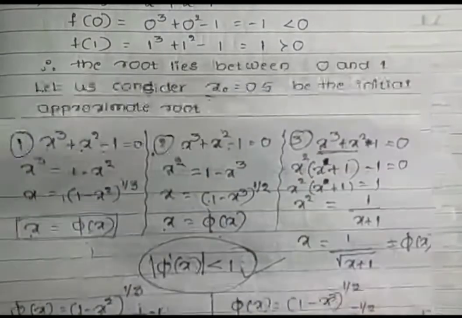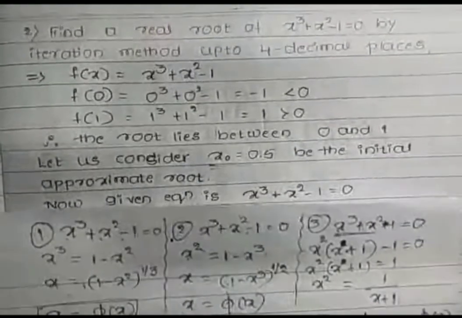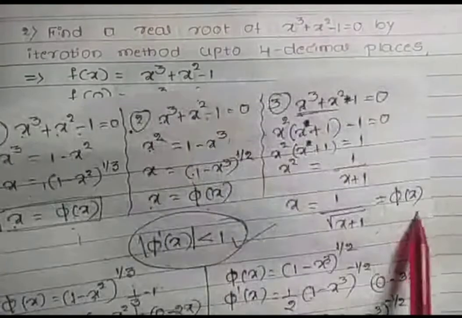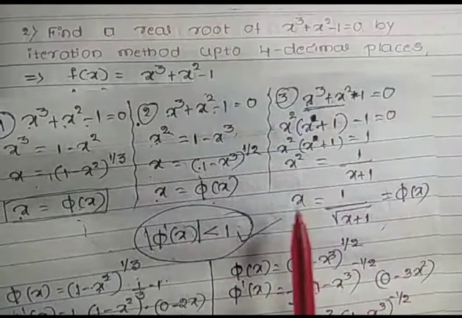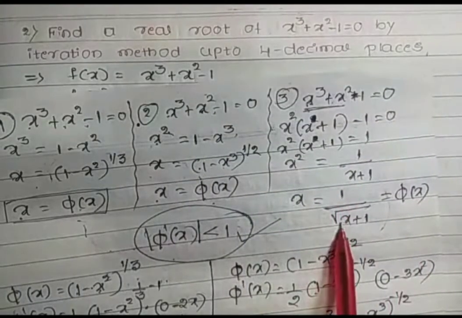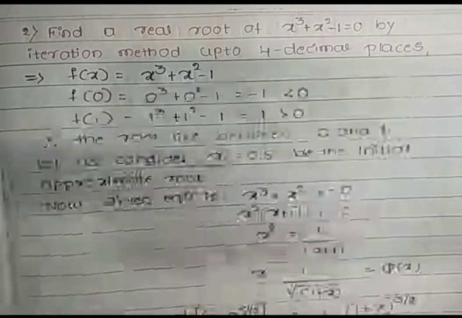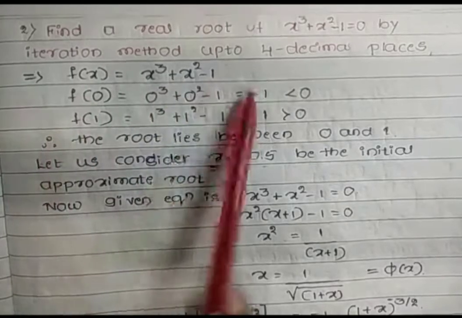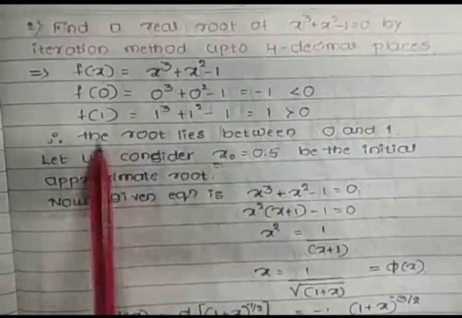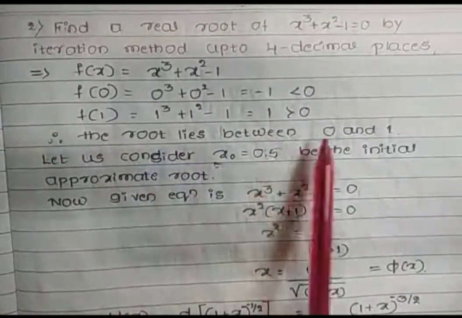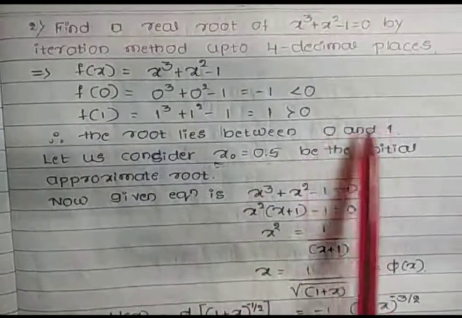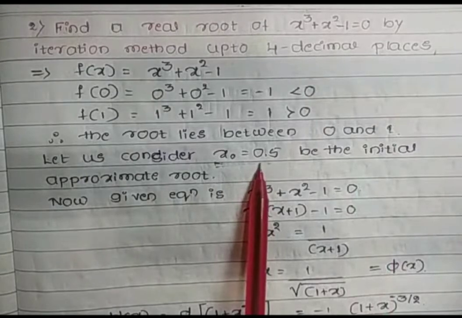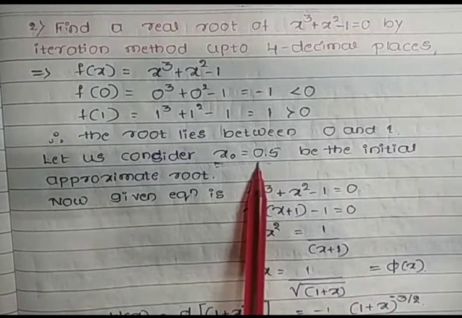Therefore, to solve this second example, x cube plus x square minus 1 is equal to 0, we have to consider phi of x as x is equal to 1 divided by square root of x plus 1. So here, after calculating f of 0 and f of 1, we came to know that the root lies between 0 and 1, and between 0 and 1, one value we have considered, that is 0.5, as the initial approximation.